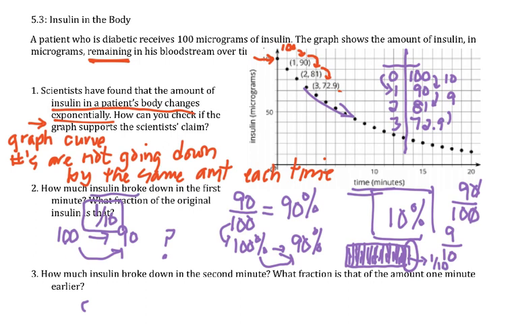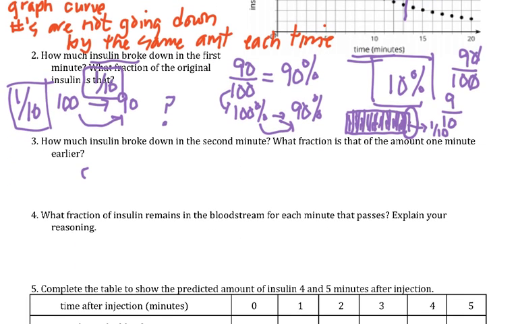So how much insulin broke down? What fraction of the insulin is that? It is 1/10 is what's remaining. All right, now, or that's how much broke down. What's remaining? 90% is remaining. So how much insulin broke down in the second minute?